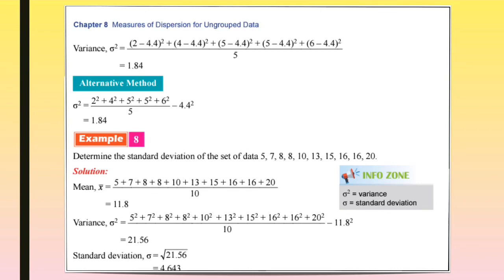Okay, after you find your mean, you can find the variance. Just use the sum of the data square. That means you square and sum: 5 square plus 7 square plus 8 square plus 8 square plus 10 square plus 13 square plus 15 square plus 16 square plus 16 square plus 20 square, over 10, minus the mean square. Minus 11.8 square. Then you get variance 21.56. If you want standard deviation, you just square root your variance. That is your standard deviation.